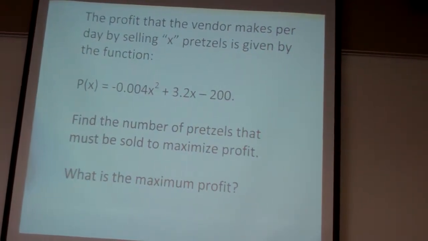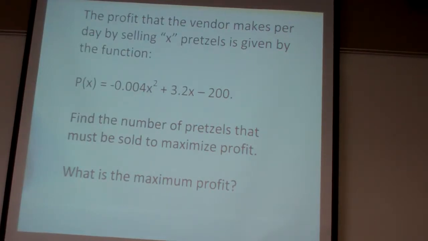We're trying to calculate the profit for the vendor when selling x number of pretzels. So our profit function is given to us as minus 0.004x squared plus 3.2x minus 200. We're to find the number of pretzels that must be sold daily to maximize profit, and also we wish to calculate the maximum profit. Again, this is a quadratic function.